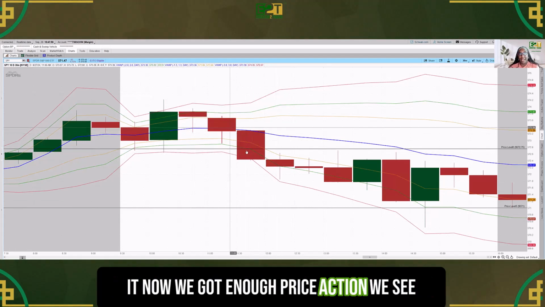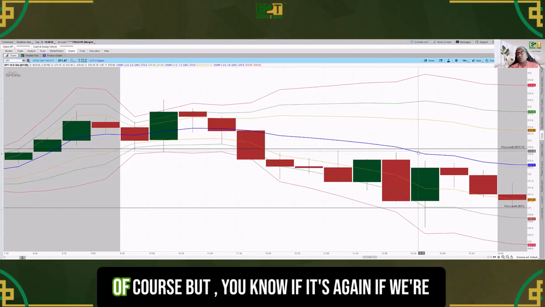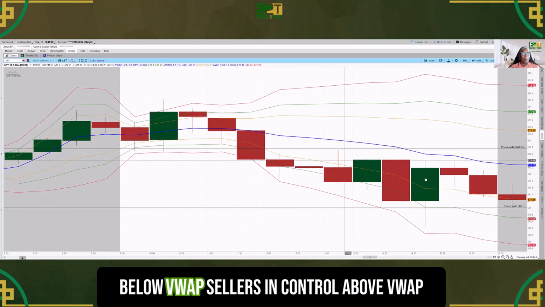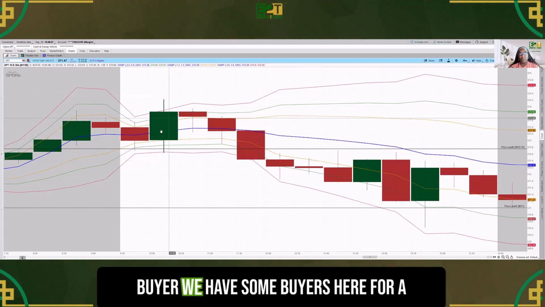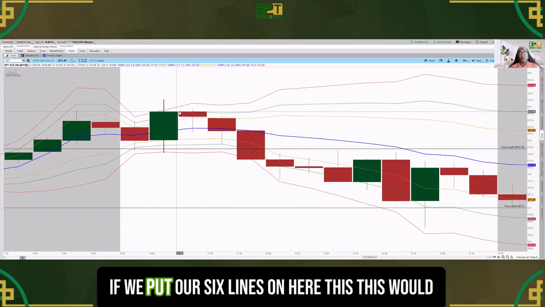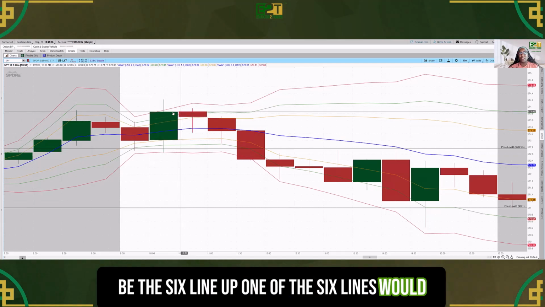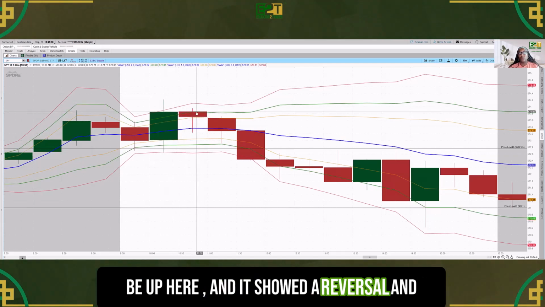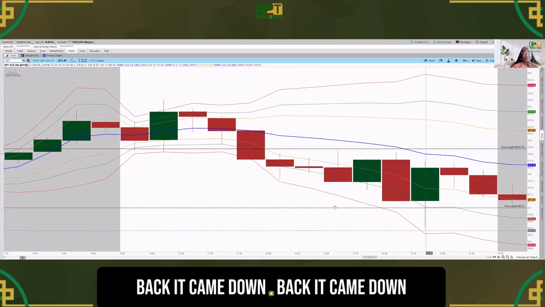We got enough price action. We see what's going on. Could it push back through? Of course. But if we're below VWAP, sellers in control, above VWAP, buyers. We have some buyers here for a minute and they hit this strong, which I bet if we put our 6 lines on here, this would be the 6 line up. One of the 6 lines would be up here and it showed a reversal and back it came down.